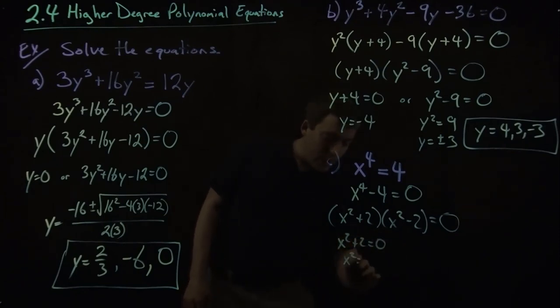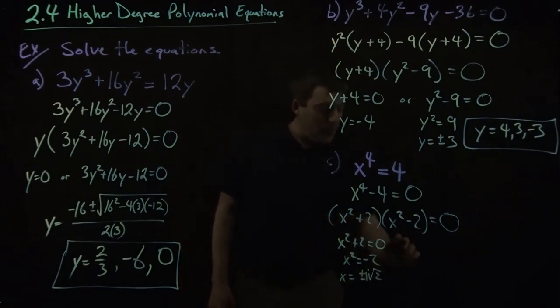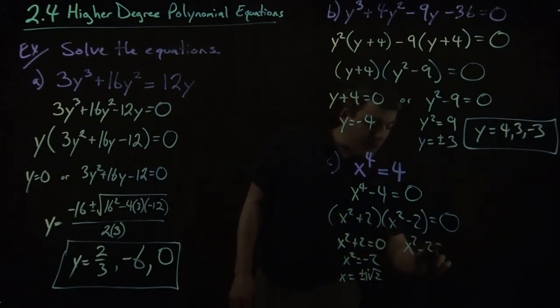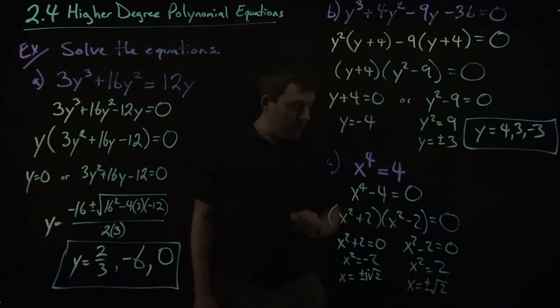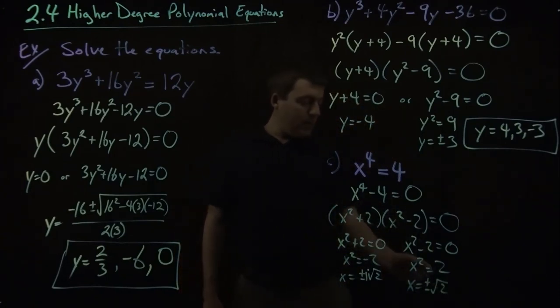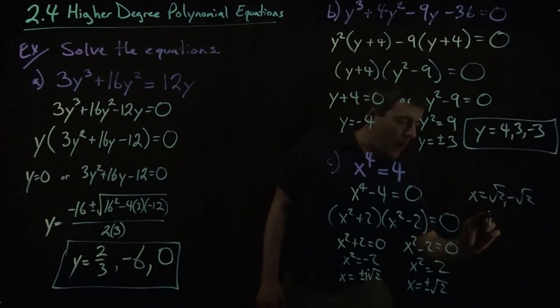That's x squared equals negative 2, so x equals plus or minus i times the square root of 2. Then x squared minus 2 equals 0, so x squared equals 2, and x equals plus or minus the square root of 2. So our solutions are the square root of 2, minus the square root of 2, i times the square root of 2, and minus i times the square root of 2.